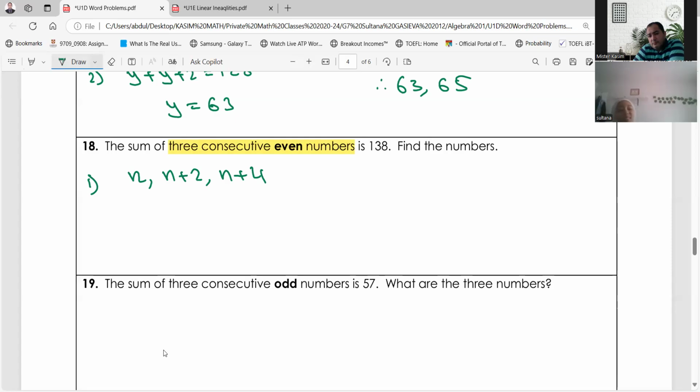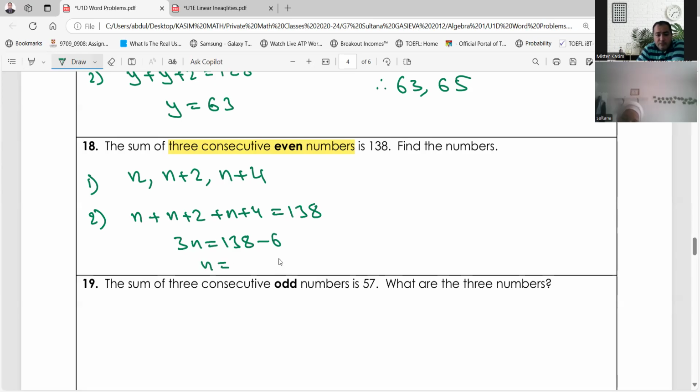I got used to this, and then I forgot about the third one. Yeah, the three. It is n, n plus 2, n plus 4, n plus 6, right? Now you set up the equation. I got 44, 46, and 48. Okay, what is n? It is 44. So that's 44, 46, and 48, right? Okay, do the next question.